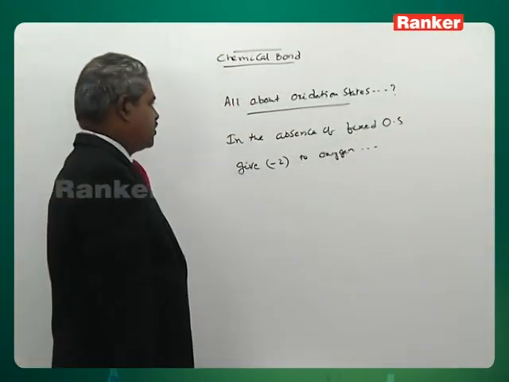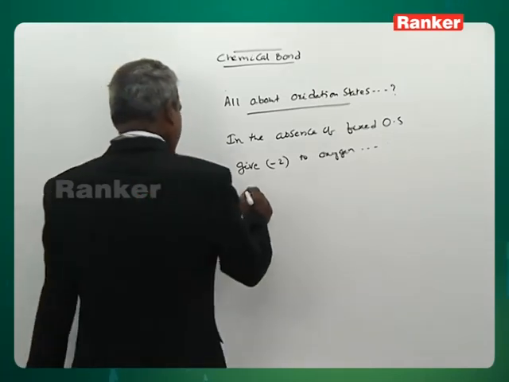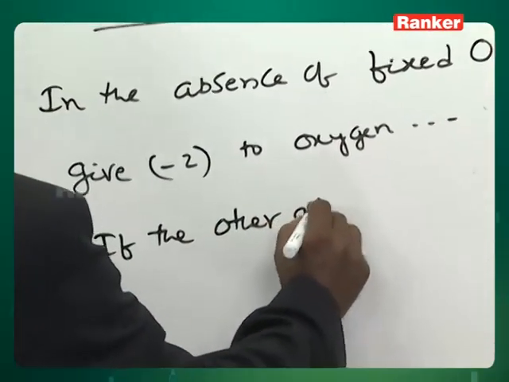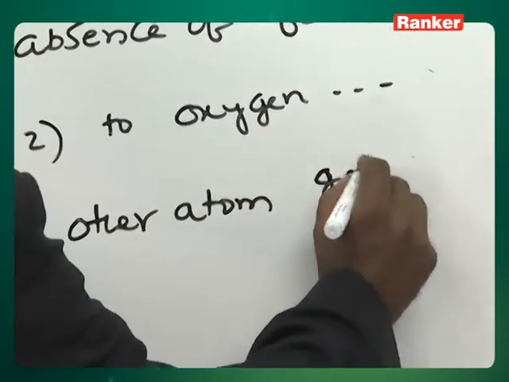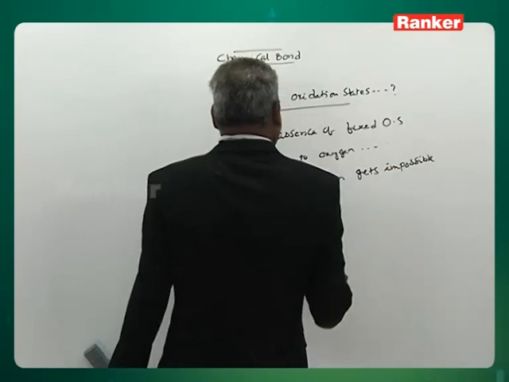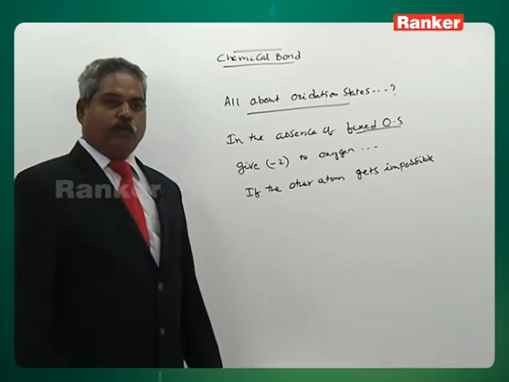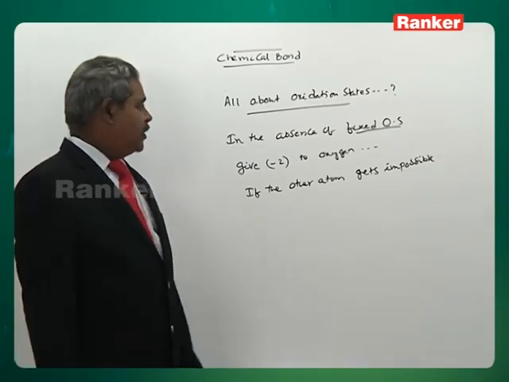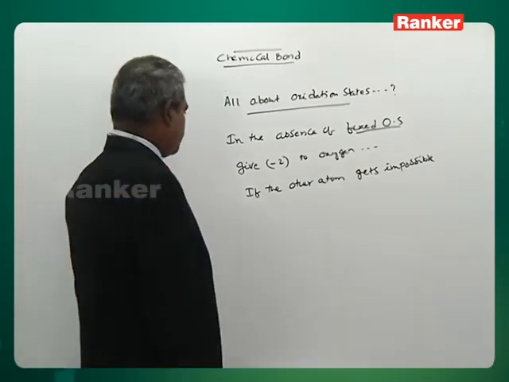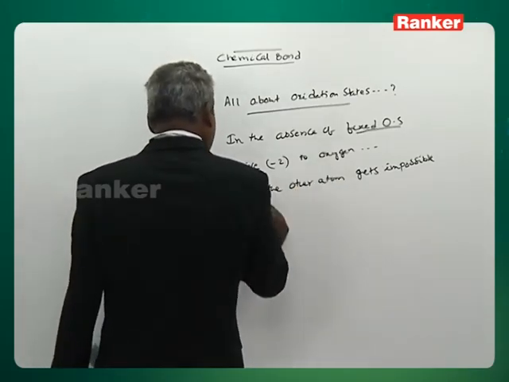In the absence of fixed oxidation state, give minus 2 to oxygen, and if the other atom gets an impossible oxidation state... When there is no fixed element, what do you mean by that? No 1A, no 2A, no fluorine. When they are there, there is nothing for you to worry about. They will decide the others. So, in the absence of fixed oxidation, you give minus 2 to oxygen. If the other atom gets an impossible oxidation state.